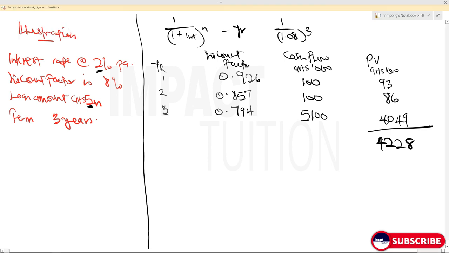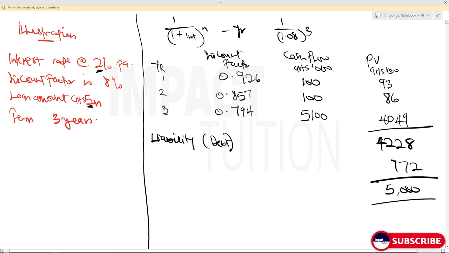4,228 is our debt component or the liability component. The cash received, we received the loan of 5,000. We have three zeros up here, so 5 million. And the balancing figure is 772. 5,000 minus 4,228. And this becomes our equity component.